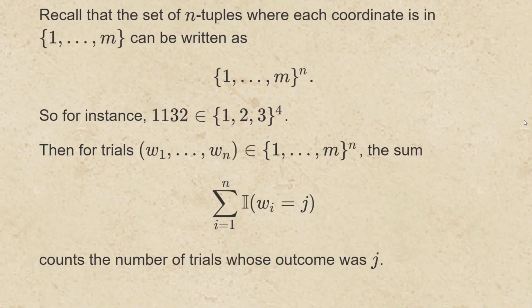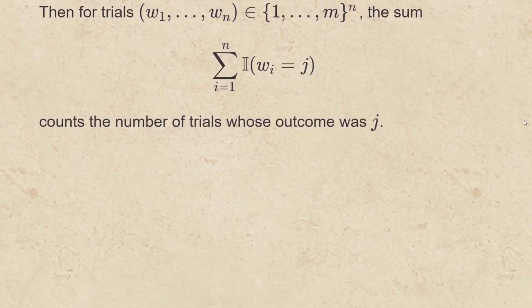Recall that the set of n-tuples, where each coordinate is in 1 up through m, can be written as the set 1 up through m raised to the nth power. So for instance, 1, 1, 3, 2 is an element of the set 1, 2, 3 raised to the 4th power. Then for trials w sub 1 up through w sub n, an element of 1 up through m to the nth power, the sum as i goes from 1 to n of the indicator that w sub i equals j counts the number of trials whose outcome was j.